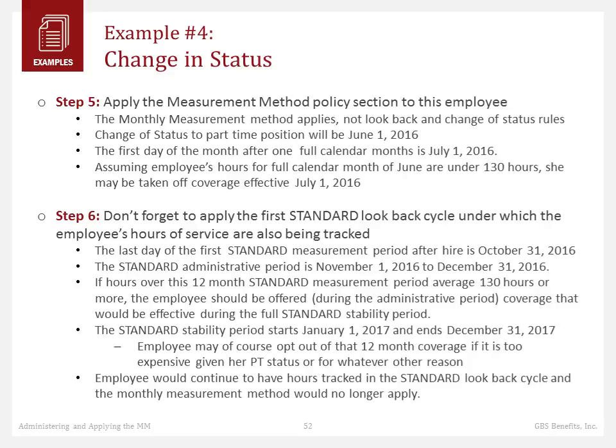So if the hours over this 12-month period, and we won't know this until the end of the year when they get in the standard administrative period, are 130 hours or more, the employee should be offered coverage again, even though they could be taken off effective July 1st. They would then be put on again effective January 1 through the full stability period.